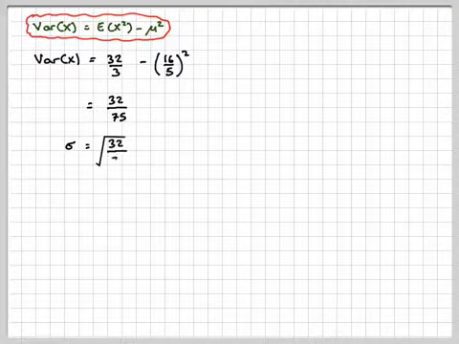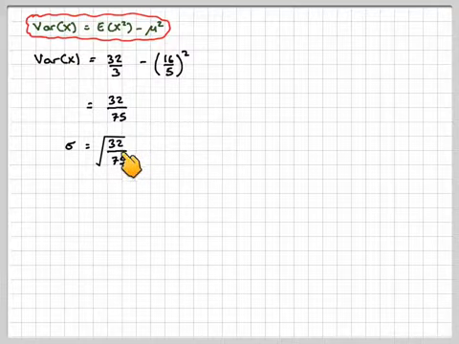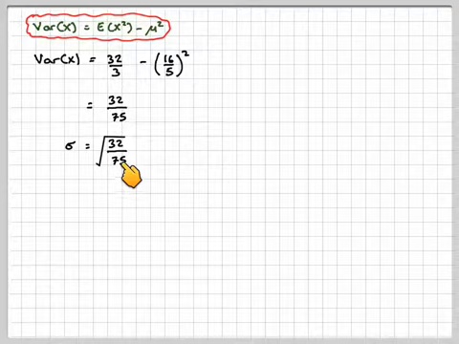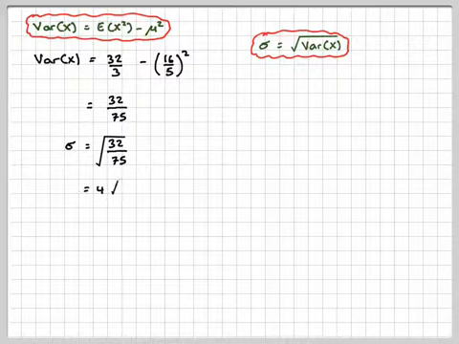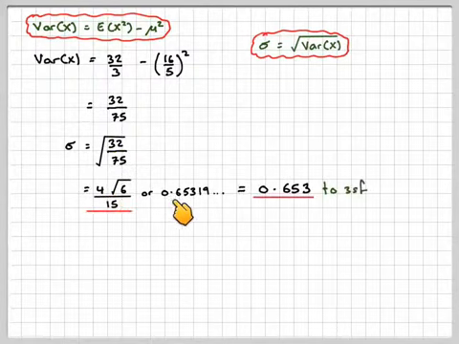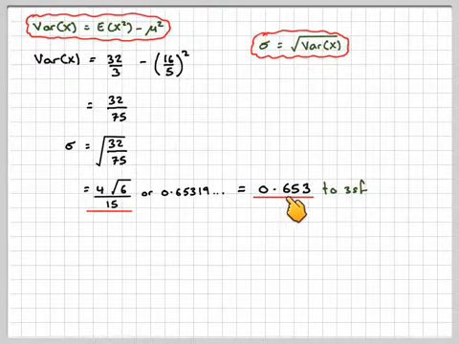Now to find the standard deviation, you have to take the square root of that. The standard deviation is the square root of the variance, so it's the square root of 32 over 75. If you do this on one of these calculators, it will give the answer 4 root 6 over 15, or the decimal equivalent of 0.653 to 3 significant figures.